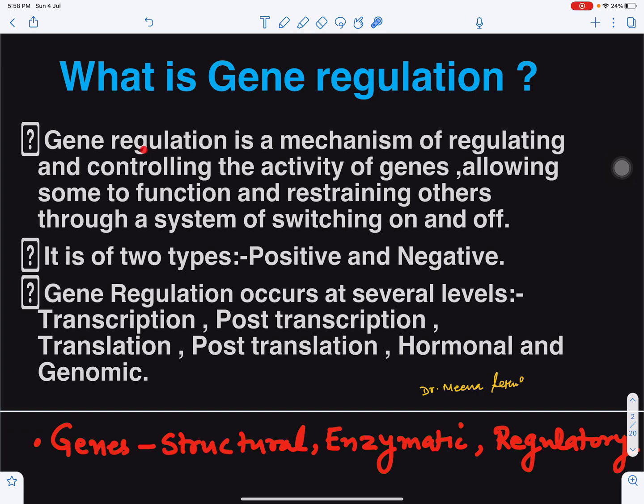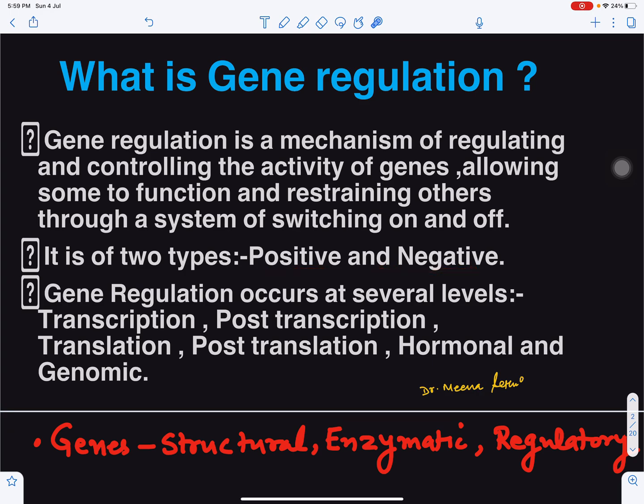So we can say, what is gene regulation? It is a mechanism of regulating or controlling the activity of other genes. Some genes will function and some genes will be repressed. When they function, this is called switching on, and when they are repressed, they are called switched off. Gene regulation is of two types, positive and negative.